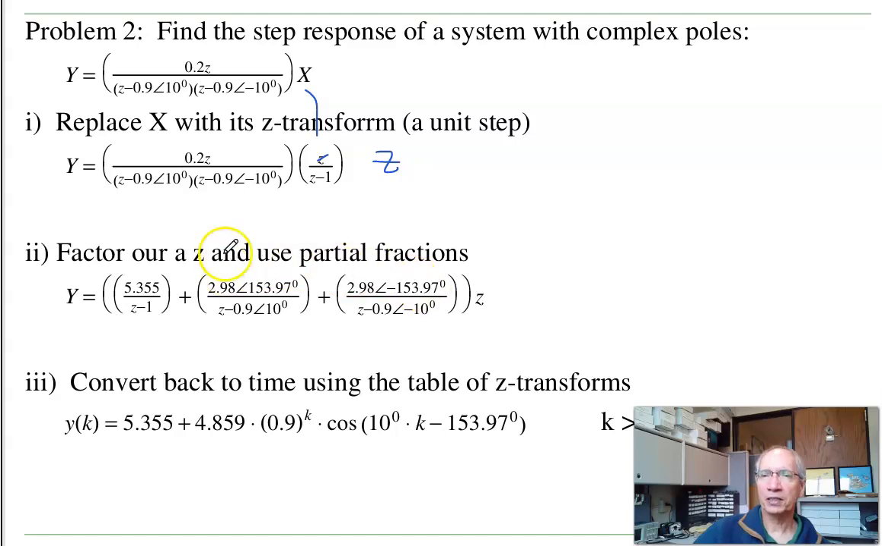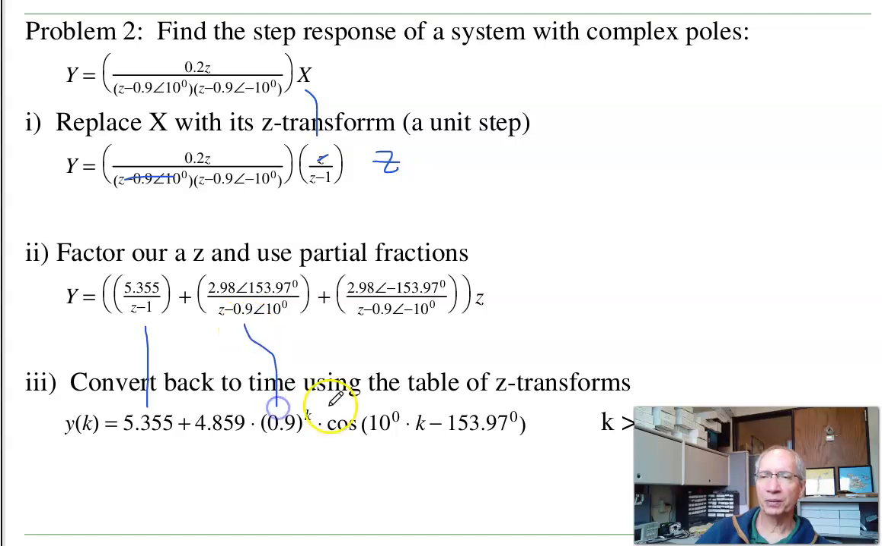Do partial fractions, analyze this at z equals plus 1, and I get 5.355. Analyze this part at z equals 0.9 at 10 degrees, and I get a complex number. Do the last term, I'll get the complex conjugate. Now using the table, find the inverse z transform. This is just 5.335 times u of k. This is double that. That's from Euler's identity, 4.958.